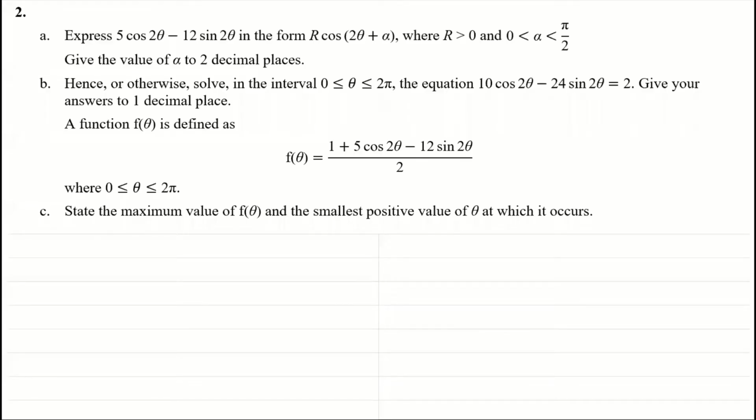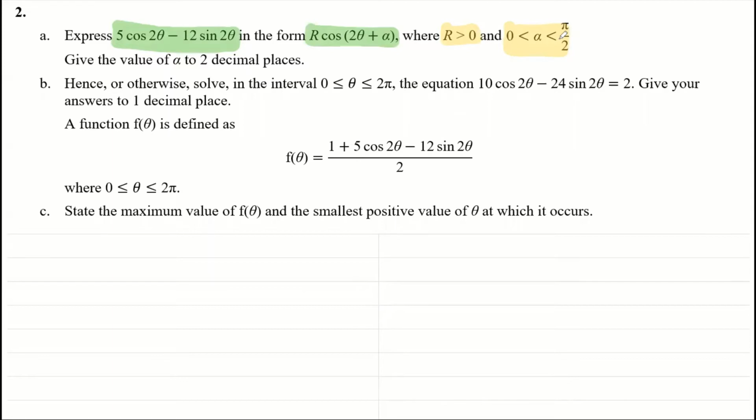All right, so for worked example 2, we've got something slightly more involved, so we're going to have to use our brains a bit more here. We've got this expression. Now, it's in terms of 2 theta. I'll get onto that in a minute. And then we're asked to write it in this form, r cos of 2 theta plus alpha. We were given the usual restrictions on r and alpha, of course. So r is going to be a positive constant, and alpha is going to be a non-zero acute angle. And we have to give alpha to 2 decimal places, so it's in radians, of course.